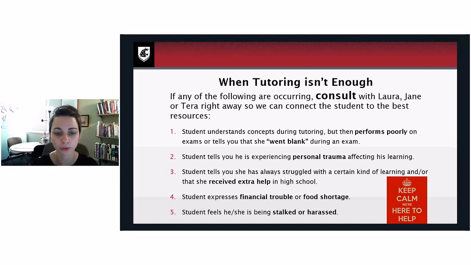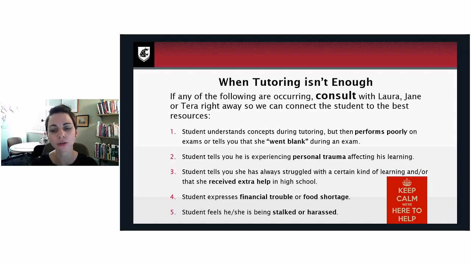Here are some examples. The student is understanding the concepts when you're working together, and you feel confident that they're going to be able to perform well, and so does the student. But then they perform poorly on the exam, and they tell you, yeah, when I sat down, everything was gone. I just went totally blank. So that's a sign that there's something else going on cognitively, and we'd like to help that student, so refer them into us.